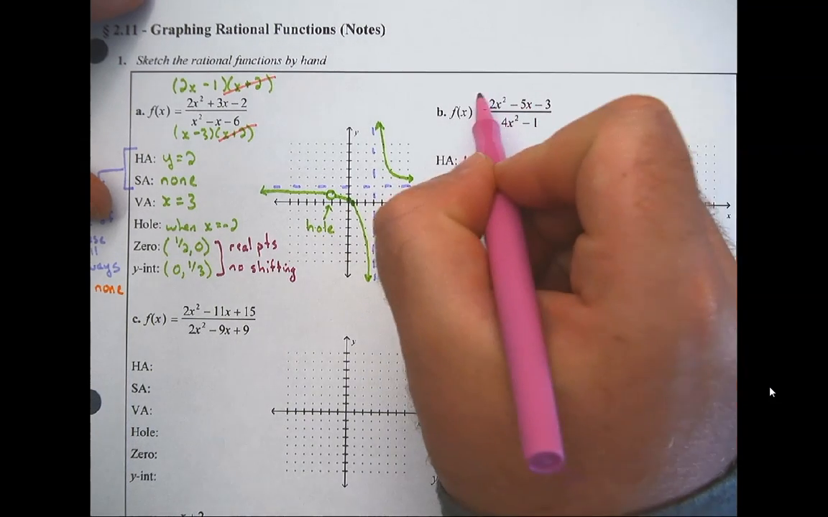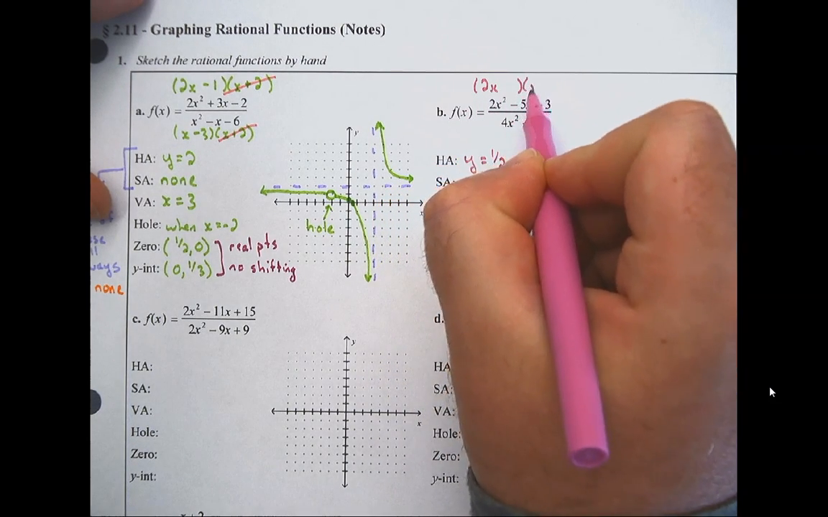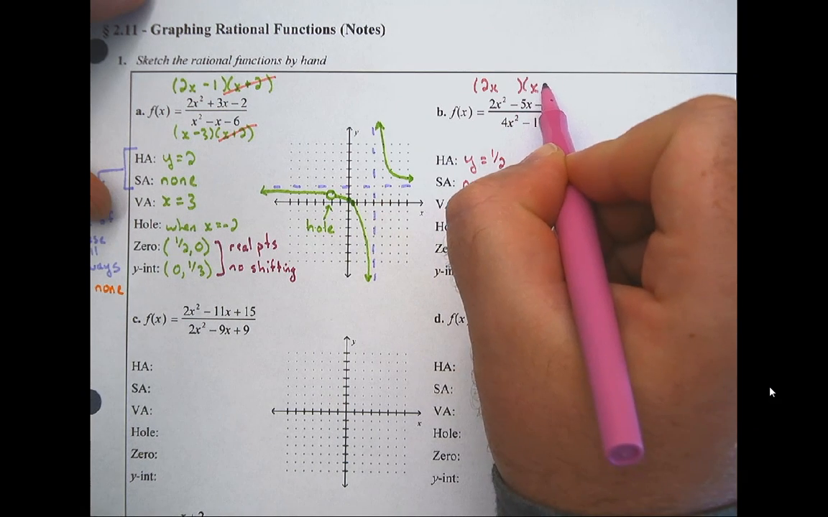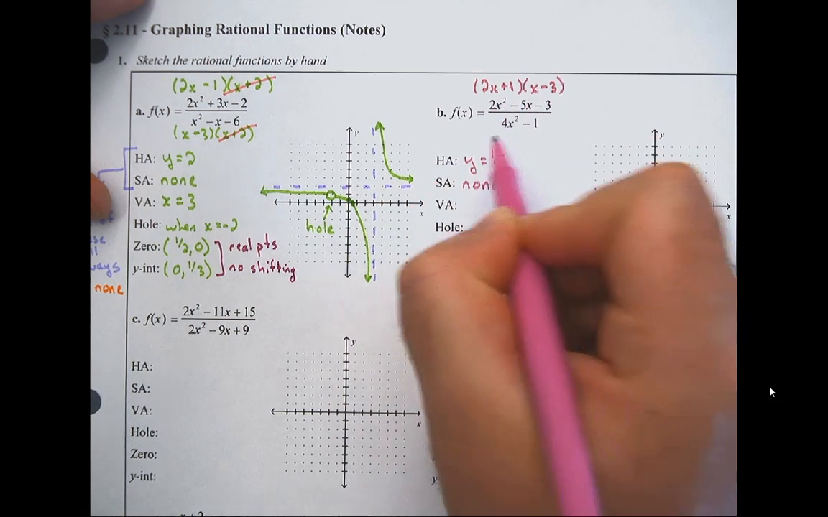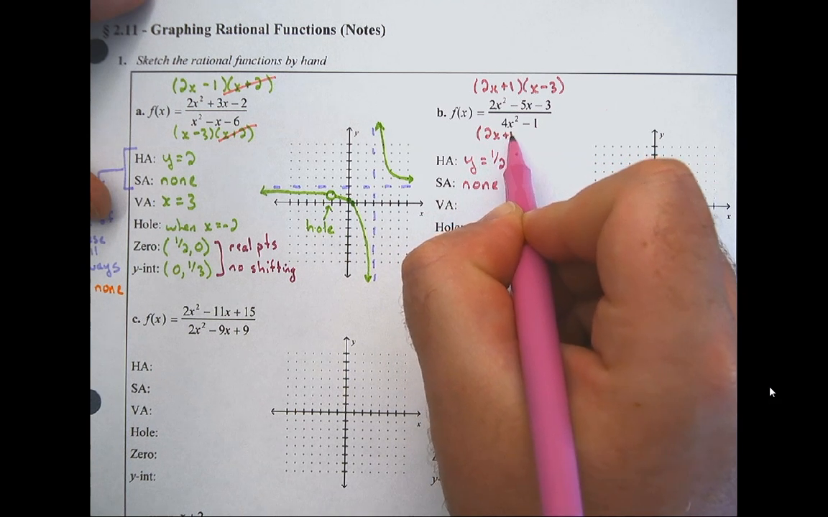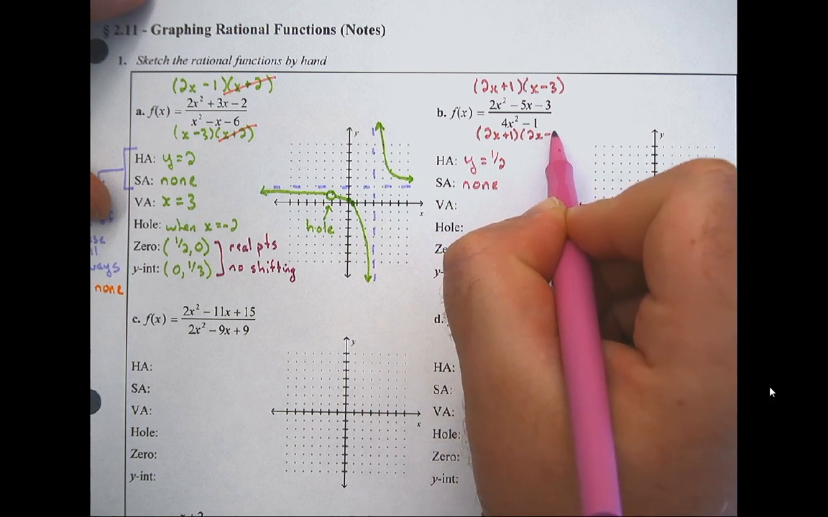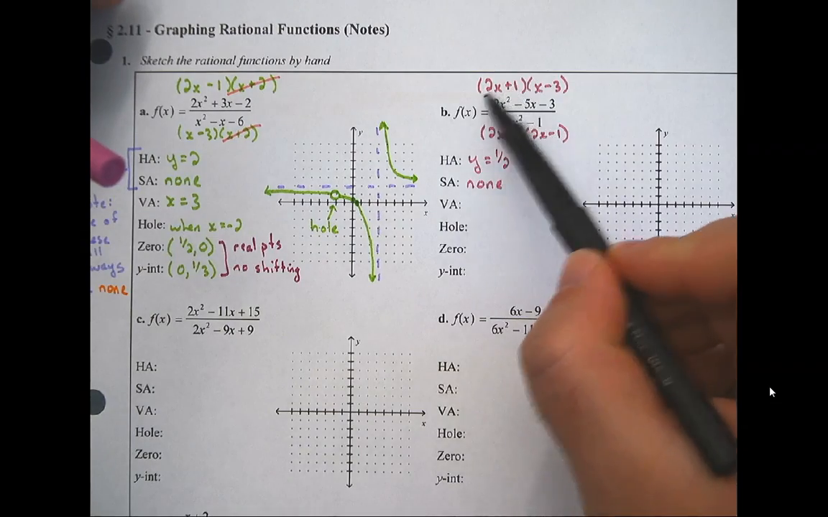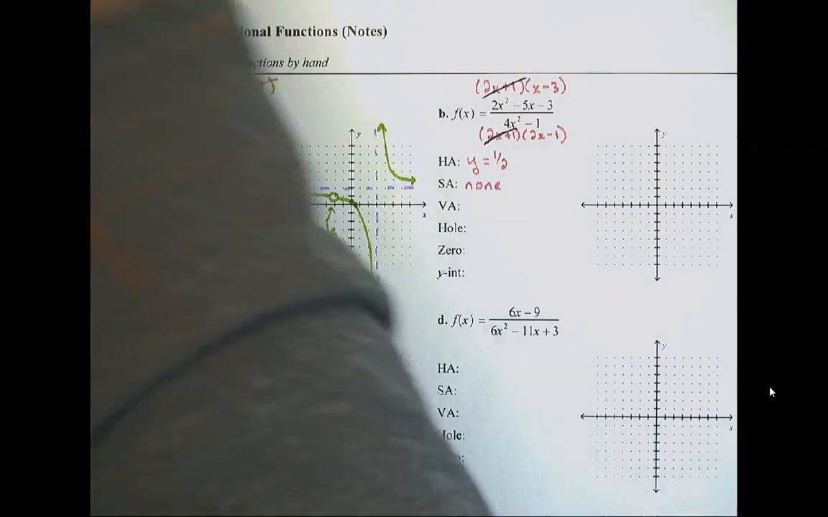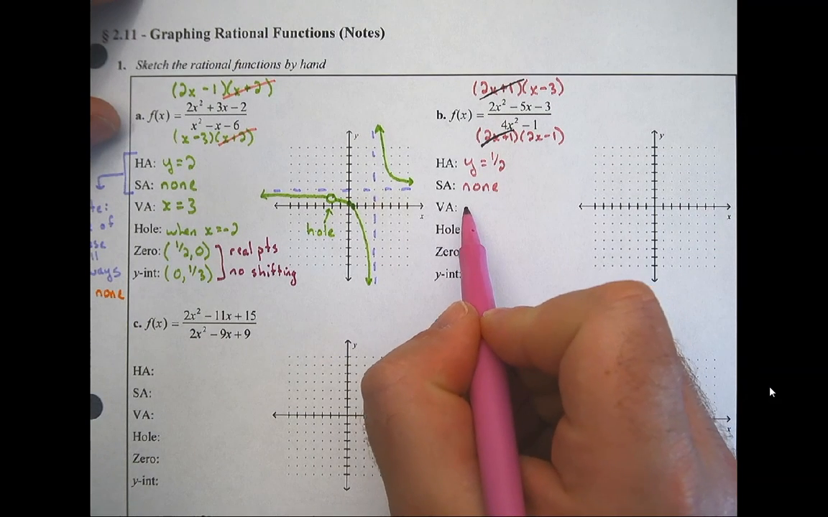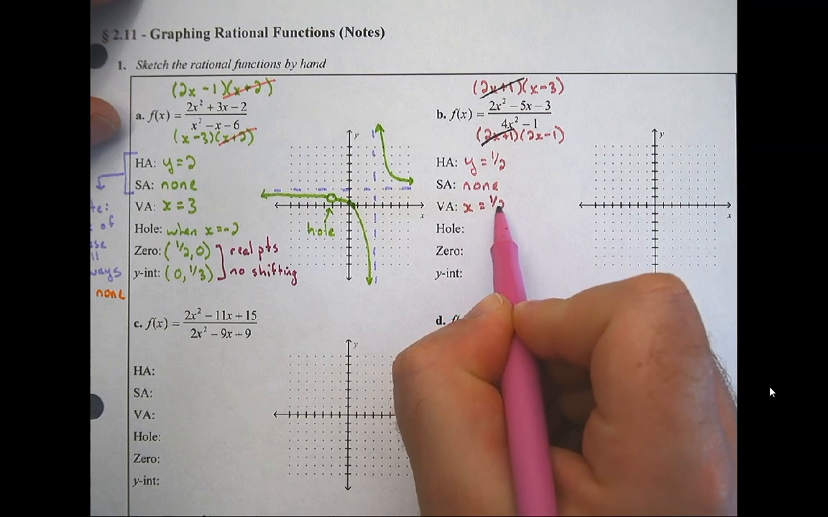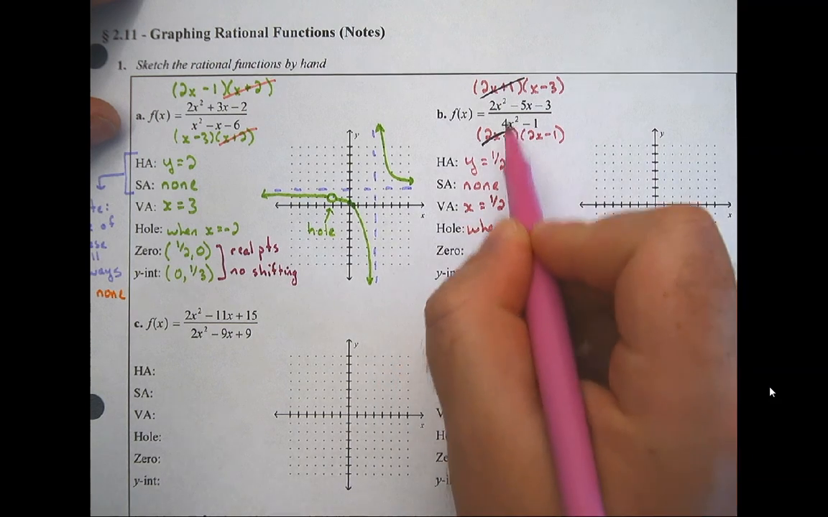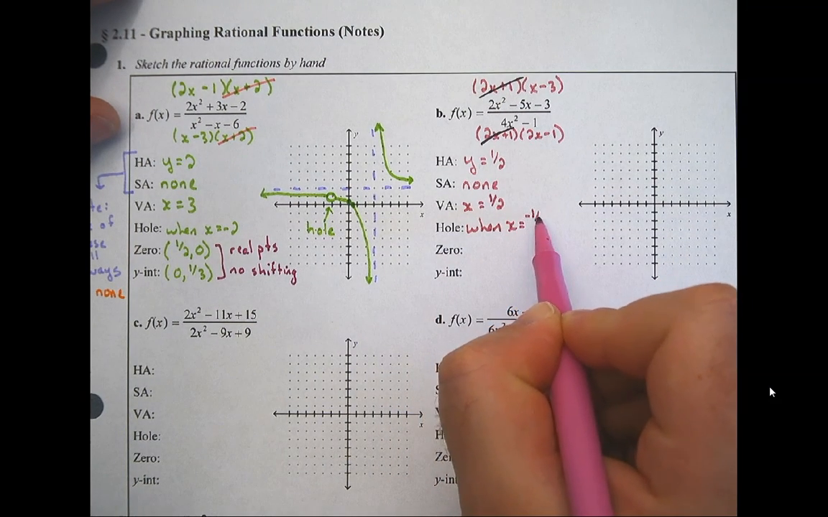That means I need to factor this. So this is going to factor into 2x and x. 6, that makes -5, so that's going to be a -6 plus 1. The bottom is a difference of squares, so that's 2x plus 1, 2x minus 1. I'm trying to identify if anything cancels, and I see pretty quickly that stuff does cancel. So 2x plus 1, 2x minus 1 cancel each other out. My VAs, things on the bottom that don't cancel, so x equals 1/2. Holes are when things cancel, so x equals -1/2.